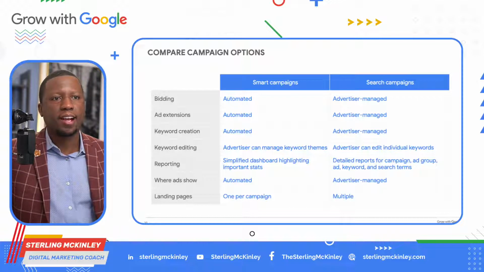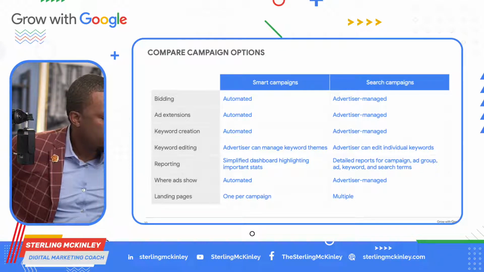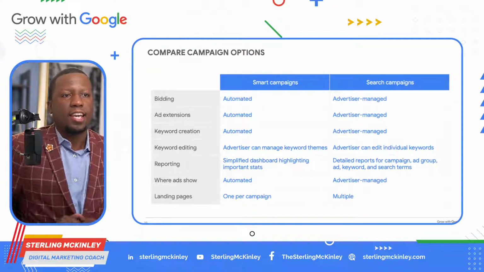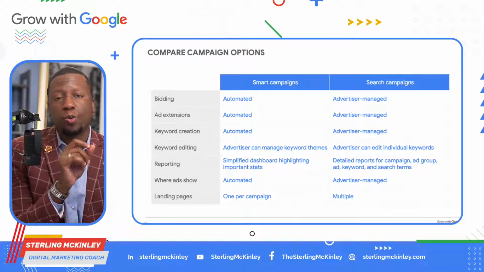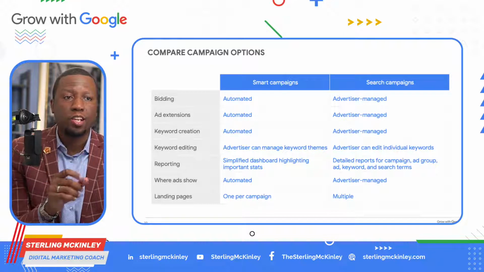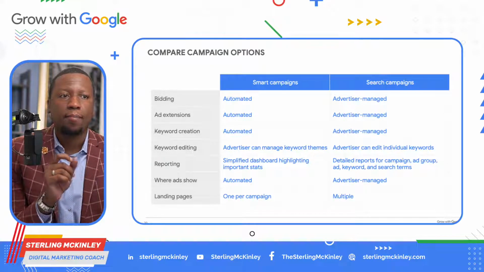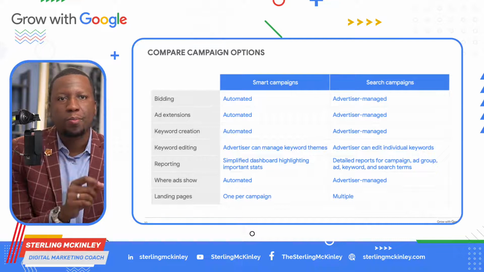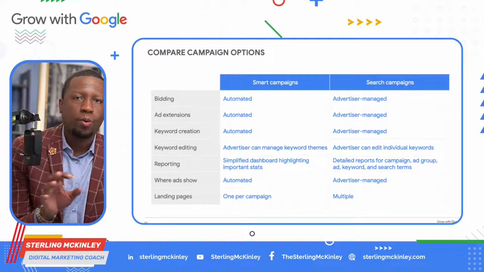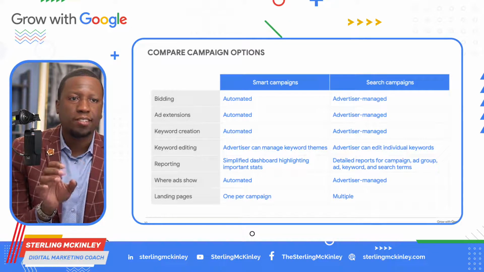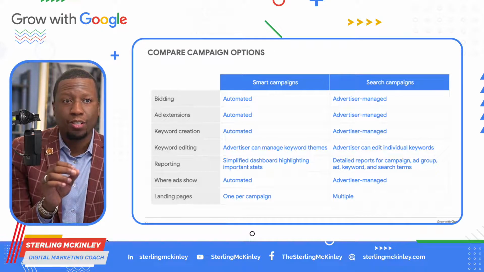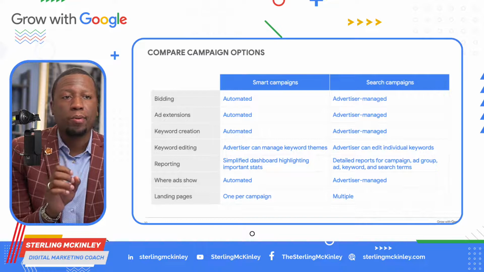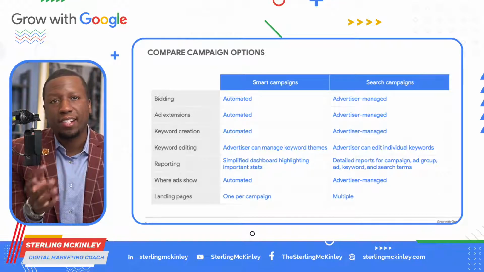Okay, so now I want to break down something I talked about earlier, which is smart campaigns. I think smart campaigns are the way to go if you're new to Google Ads because they're going to tell you what to do. Your bidding is going to be automated, versus the old way where you have to go in and manage it yourself and guess. If you use a smart campaign, Google is going to tell you what price to bid in your campaigns.